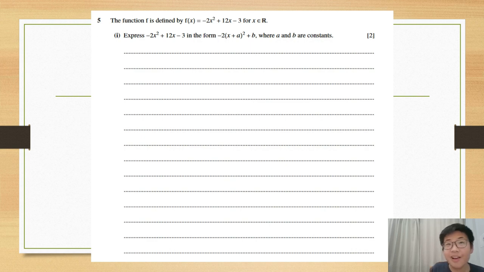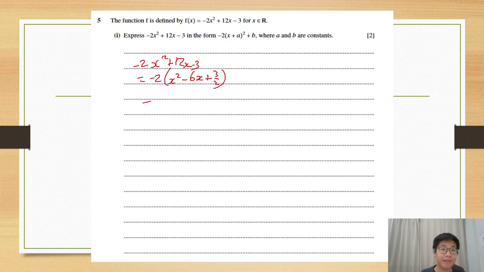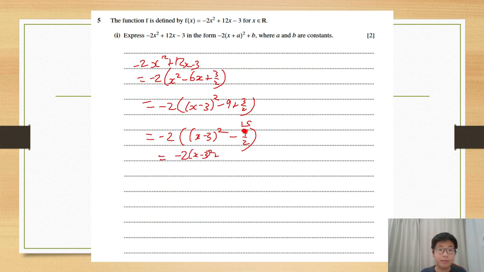Moving on. The function f is determined by this. Express negative 2x squared plus 12x minus 3 in this form. Aha! It's a completing the square question. So minus 2x squared plus 12x minus 3 equals minus 2 times (x squared minus 6x plus 3 over 2). And then, if you calculate this, you get (x minus 3) squared minus 9 plus 3 over 2, which is minus 2 times (x minus 3) squared minus 15 over 2, and so minus 2(x minus 3) squared plus 15.